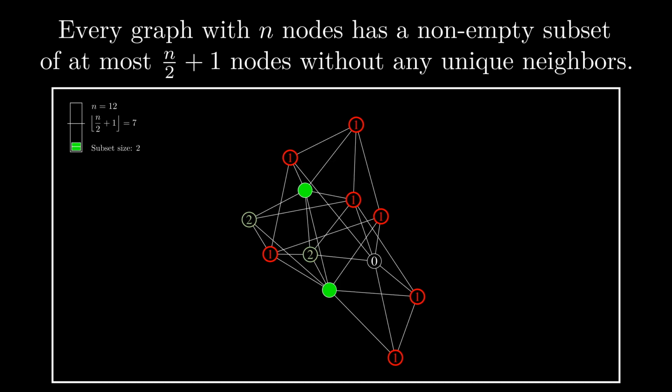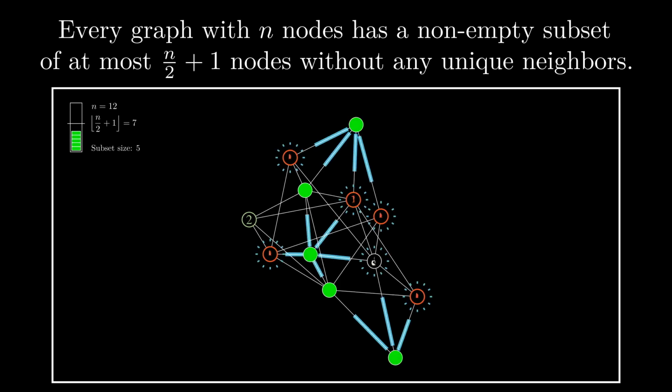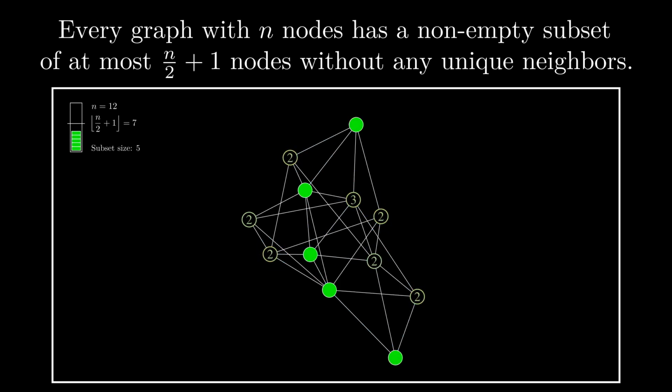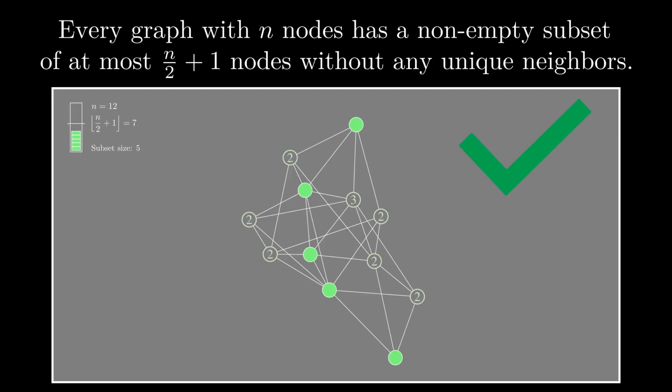While this subset does not satisfy the condition from the problem statement, we can add 3 more nodes to it. The subset will still not have more than 7 nodes, and will no longer have any unique neighbors. To recap, the theorem says that we can choose at most about a half of the graph nodes, potentially adding 1 extra node, in such a way that all other nodes are either connected to them at least twice, or not connected at all, but not just once.